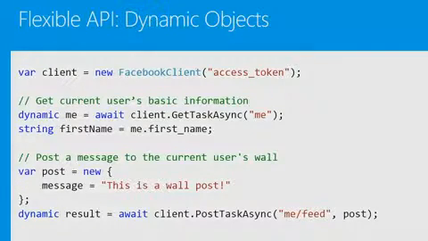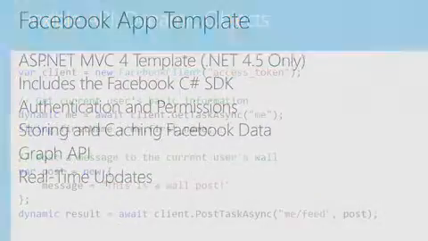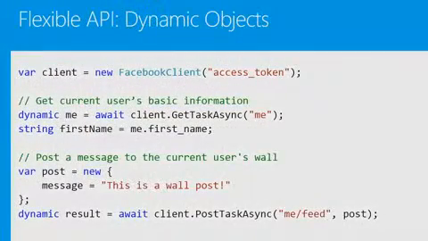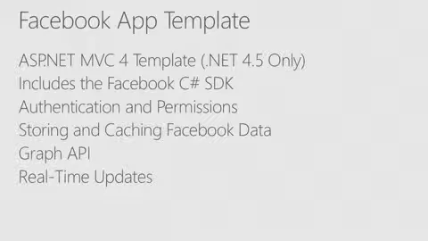So here, he's doing an await, and see how he's pulling out the information from that into a dynamic called me. Then he can go and grab me.firstname, me.lastname. So as Facebook changes their JSON or adds new information, you can get a hold of that without having to have strongly typed objects, some contract that's specified. Exactly. Then there's an example where he just posted to the wall.